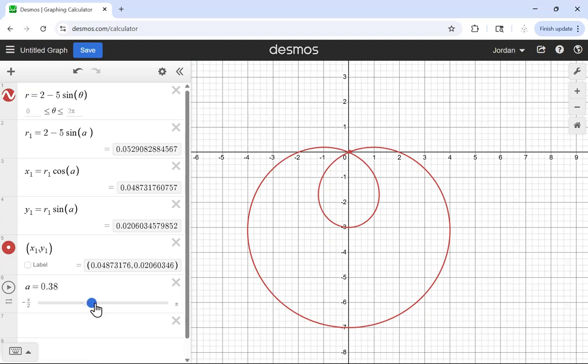And you'll notice that if I'm tracing out the inner loop, we start at roughly 0.4, or maybe 0.42, or somewhere in there. Then it traces out around that inner loop and comes back and hits the origin at about 2.74, maybe 2.72.